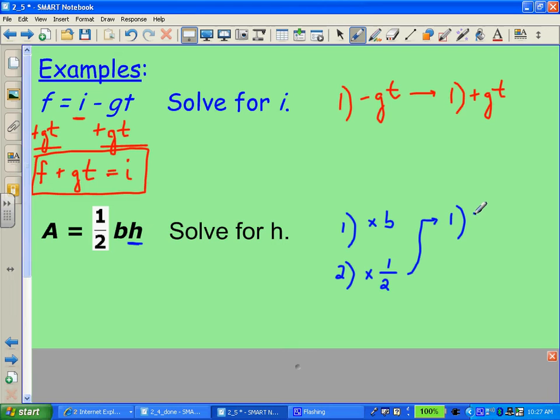So, to undo that, let's divide by a half first. Now dividing by a half, remember, hopefully, this is the same as timesing by 2 over 1. So let's do that. Let's times by 2 over 1.